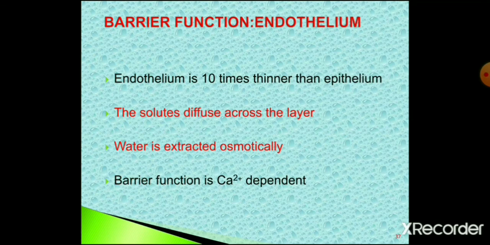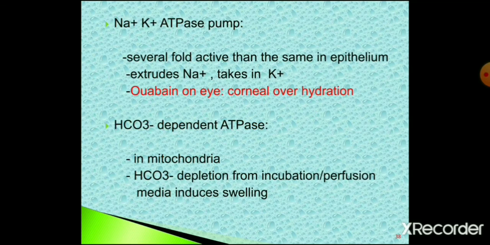Water is extracted osmotically. Sodium potassium ATPase is several-fold more active than in the epithelium, extrudes sodium and takes in potassium. Ouabain on the eye produces corneal overhydration. Bicarbonate dependent ATPase is in the mitochondria. Bicarbonate depletion from incubation and perfusion media induces swelling.